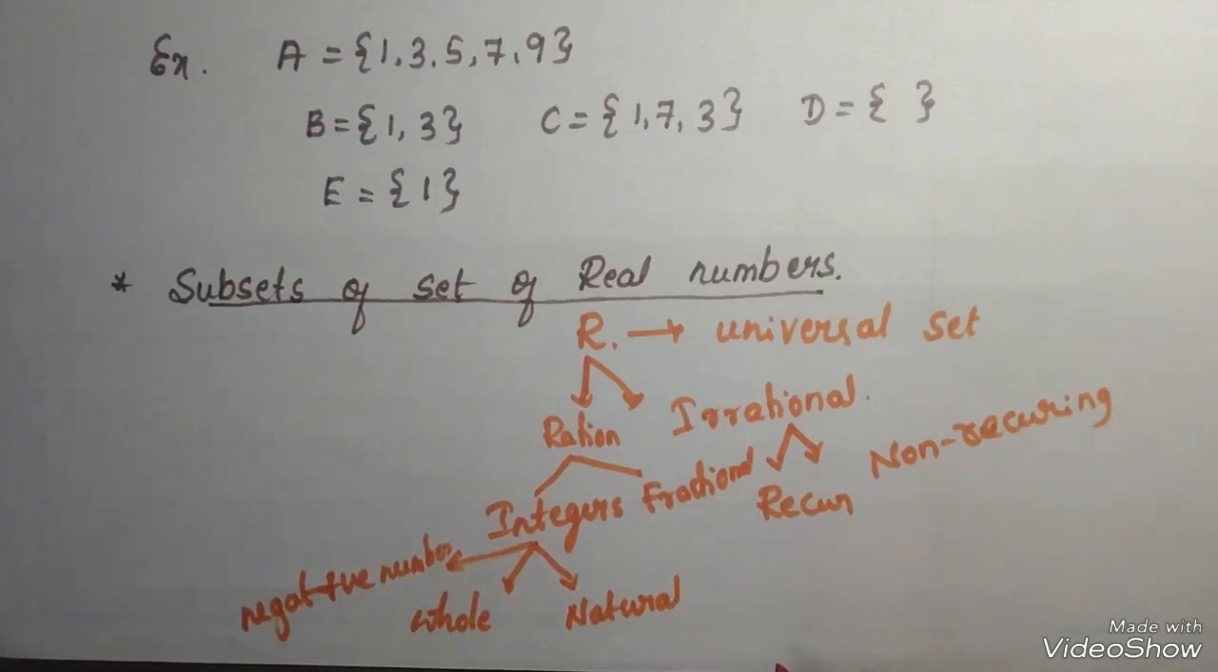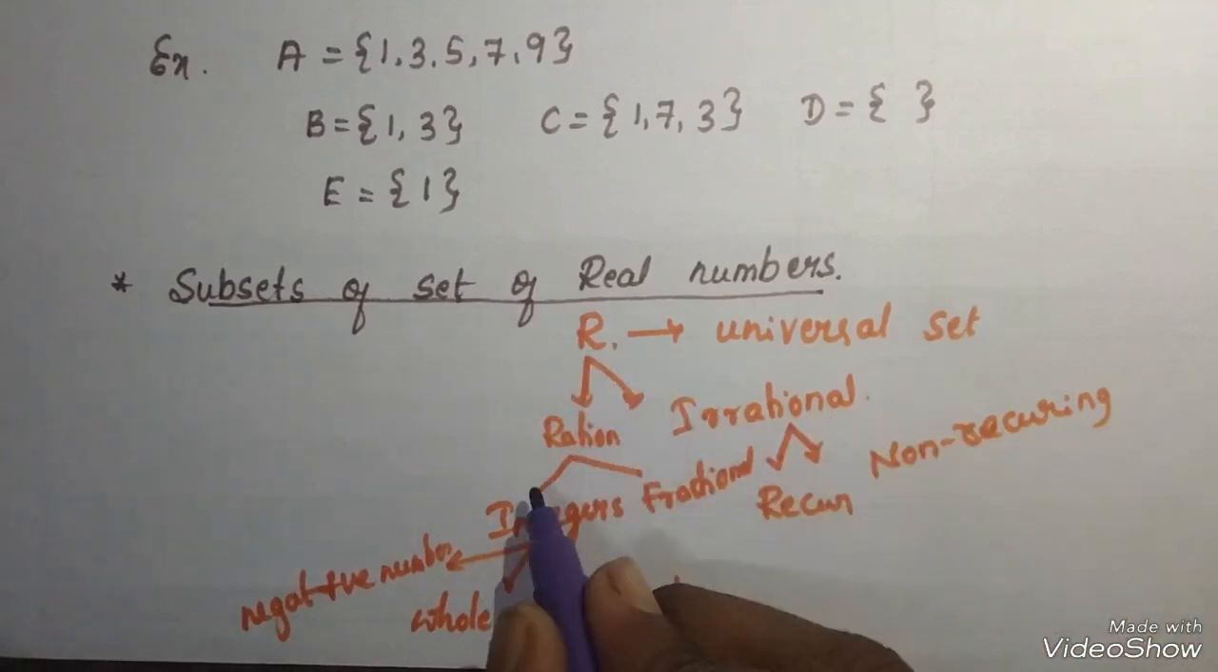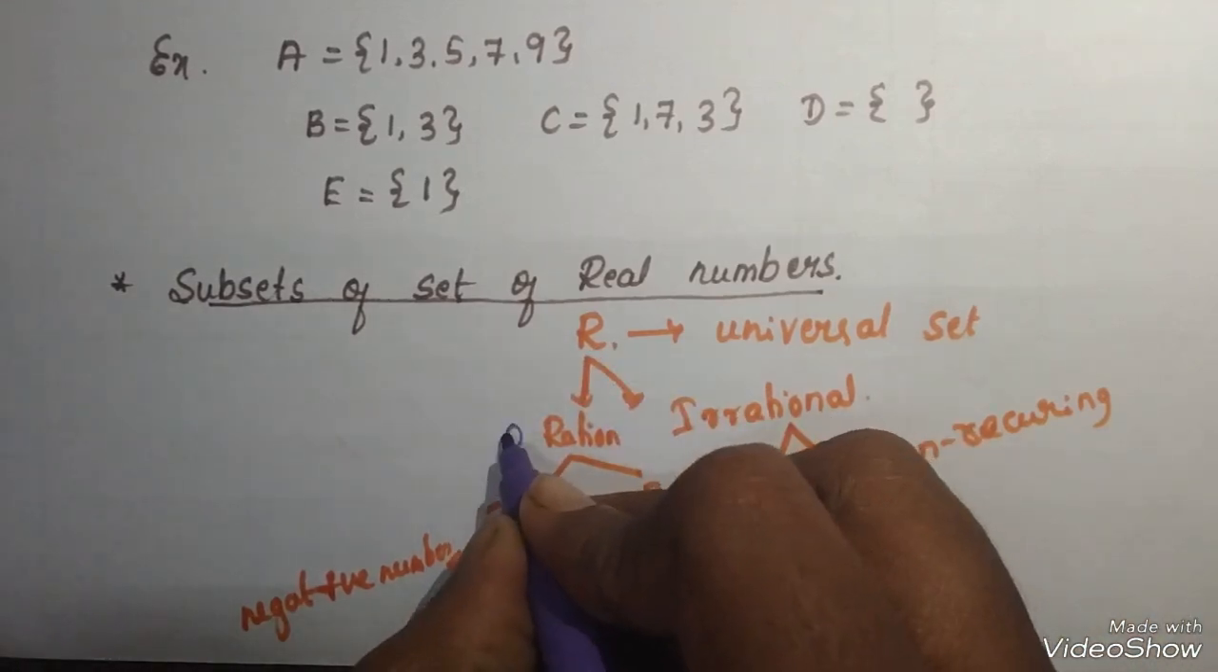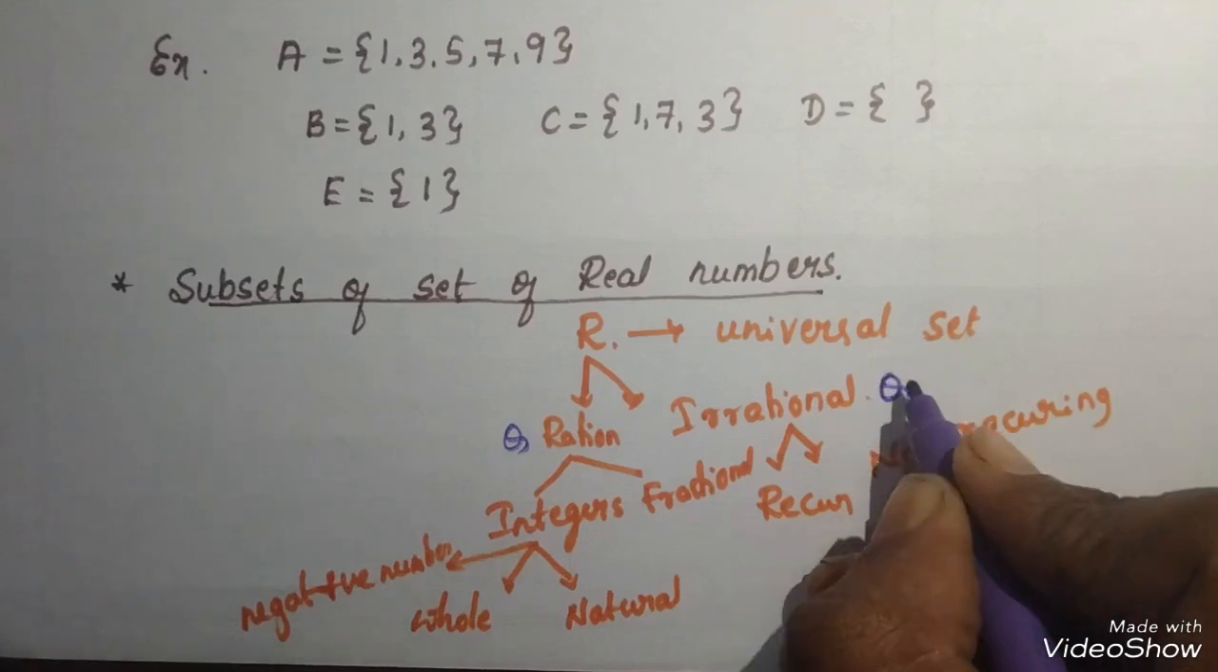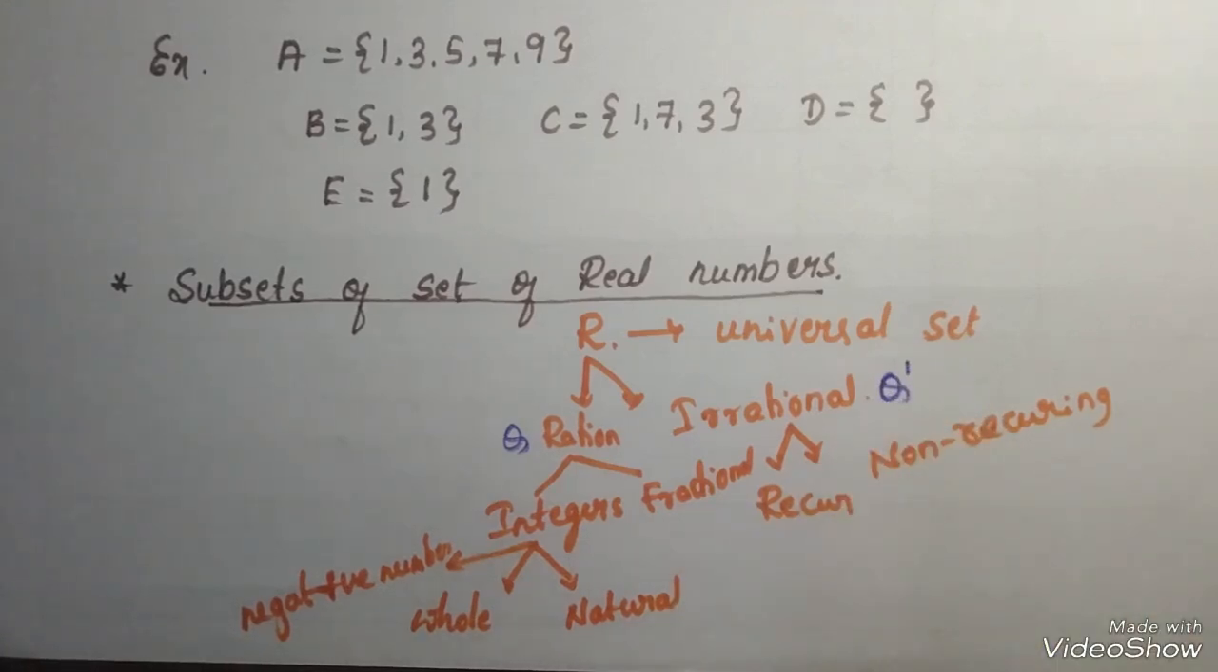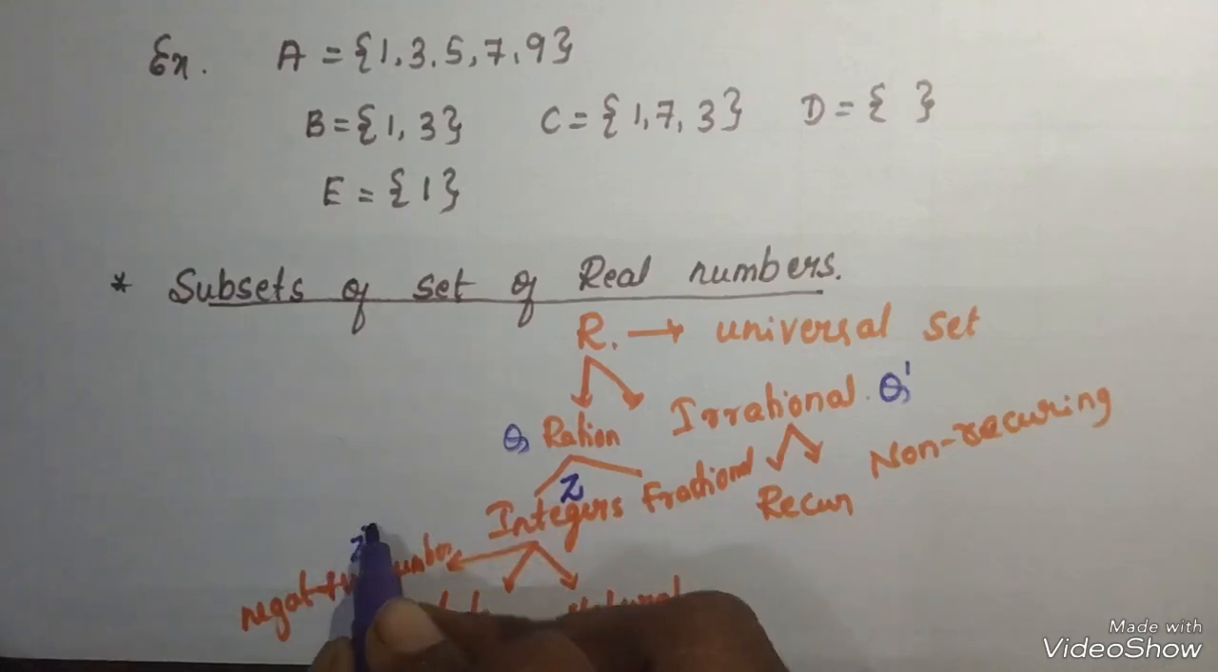Okay. First we consider the natural numbers. Here, usually real numbers are denoted by R, rational numbers are denoted by Q, irrational numbers are denoted by Q dash, integers are represented by Z, whole numbers are represented by W, and natural numbers are represented by N. Negative integers are Z minus.